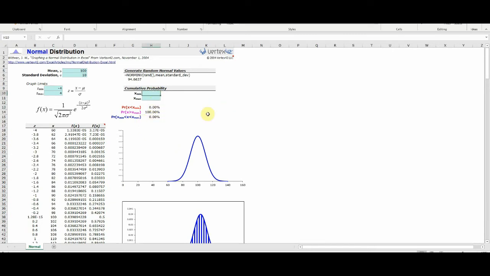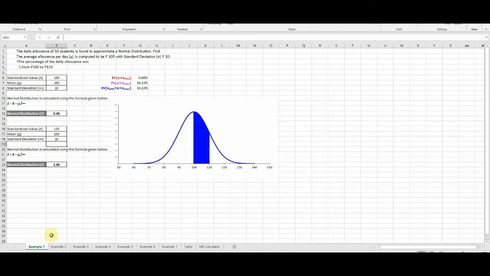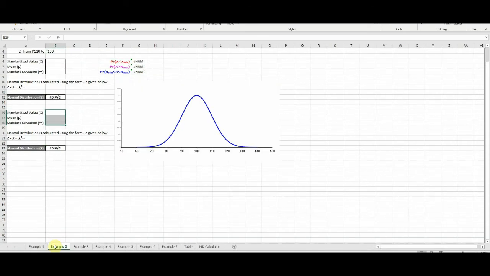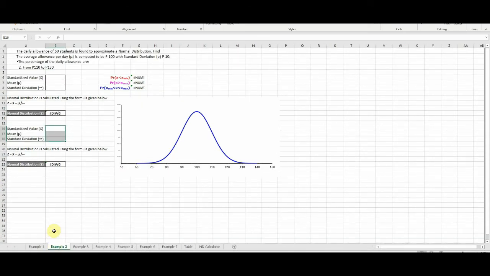Now, to see the actual graph, I have here another downloaded formula. I'm solving for the actual graph. This is the minimum value and the maximum value. And this will be now the actual graph of the given from 100 to 110. Erase this first for the next example. For the second example, we have here from 110 to 130. So we're going to get the probability. 110, 100 as the mean, 10 as the standard deviation, same with this.